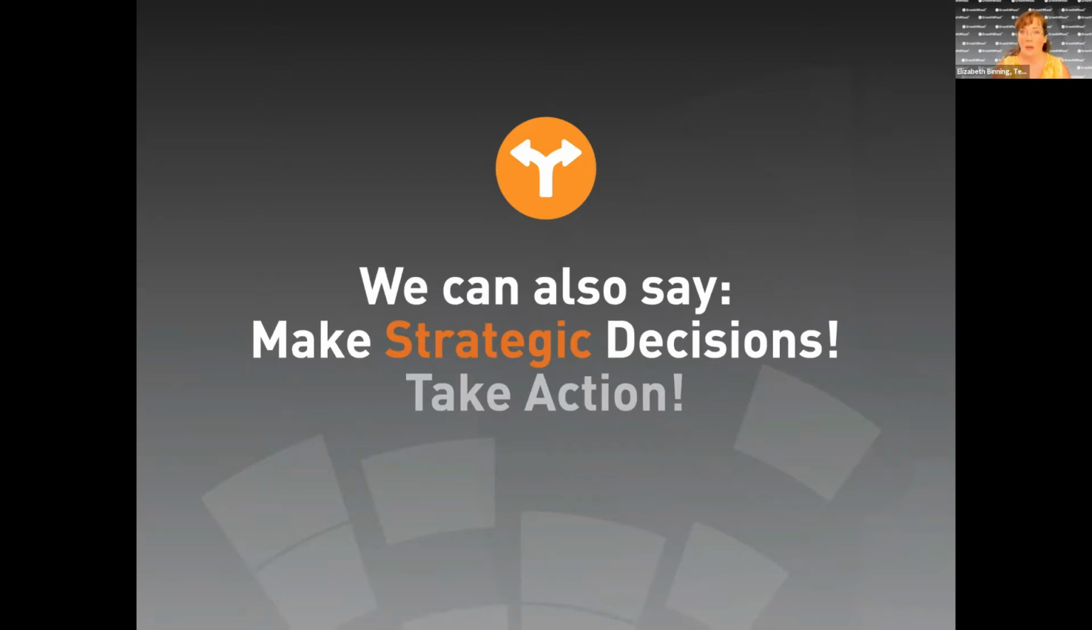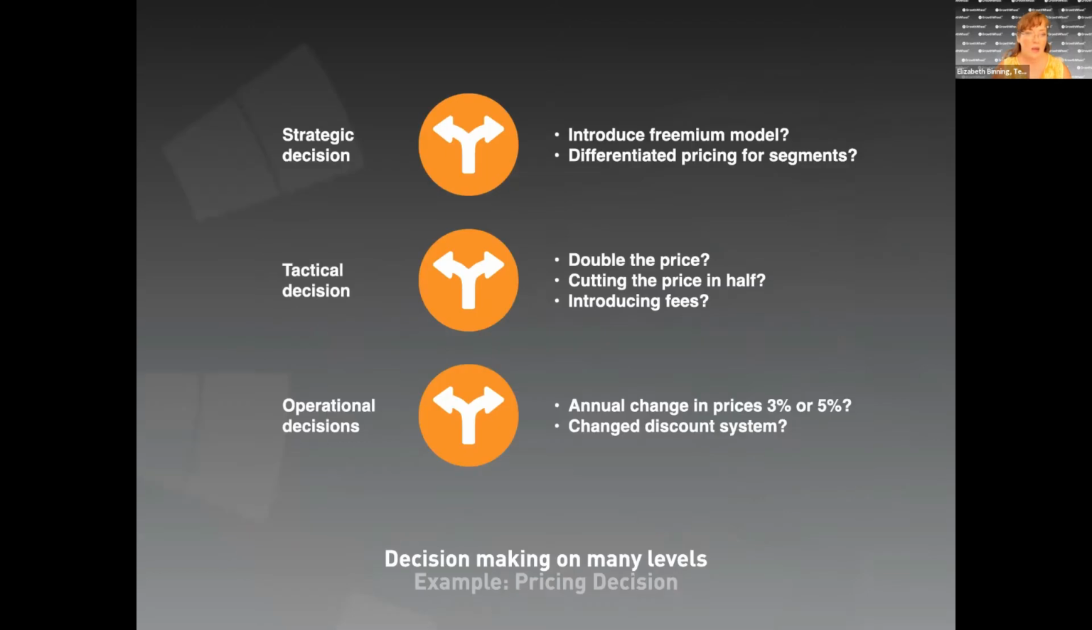So that's a warm up on this topic, and we can take a look at decision-making on many different levels. Here are decisions your client may be making about pricing. At the top, you've got a strategic decision about, do they want to introduce a freemium model? Do they want to have differentiated pricing for different segments? Versus a tactical decision, which is like, okay, do we want to double our price, cut the price, introduce new fees? Or a more operational decision at the bottom, where you say, okay, do we want to change our discount system?